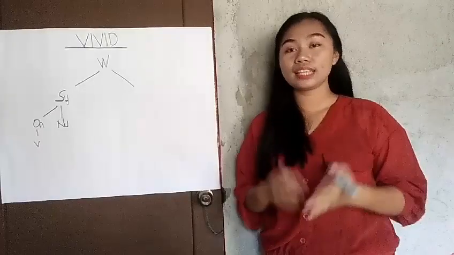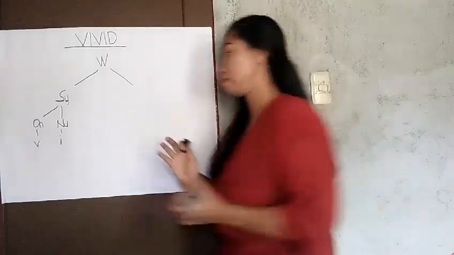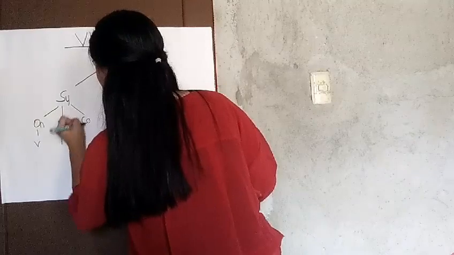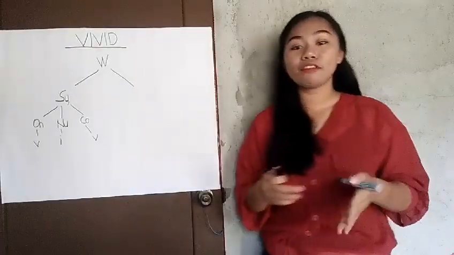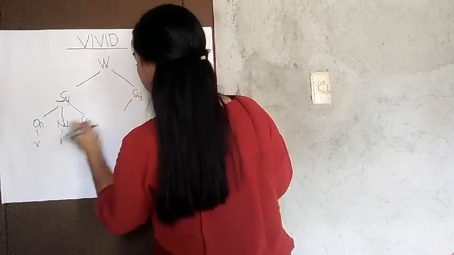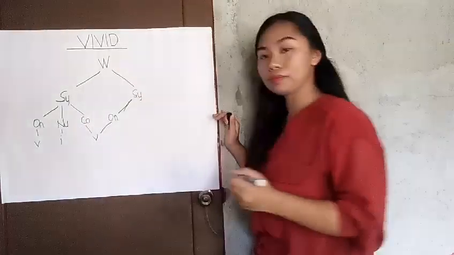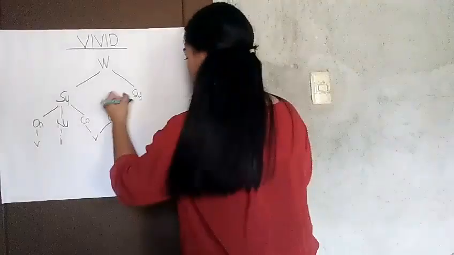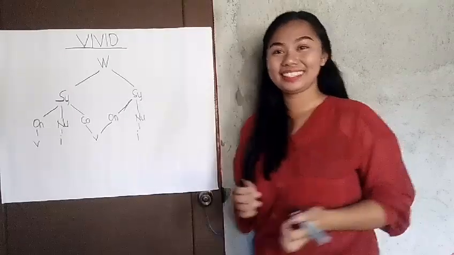Its nucleus is I, and its coda is V. But at the same time, the letter V here also stands as the onset of the second syllable. The nucleus is the I, and its coda is D.